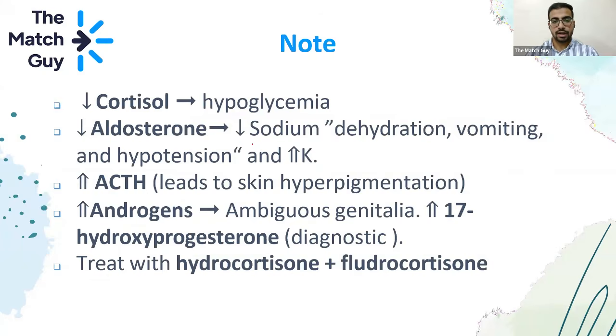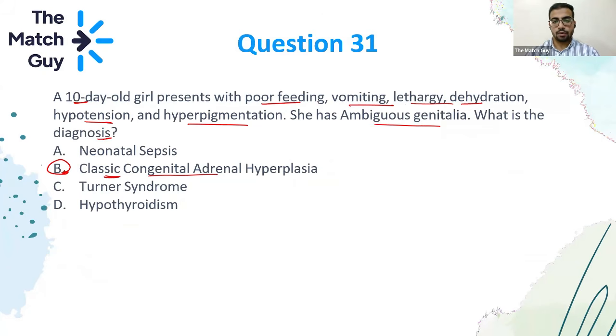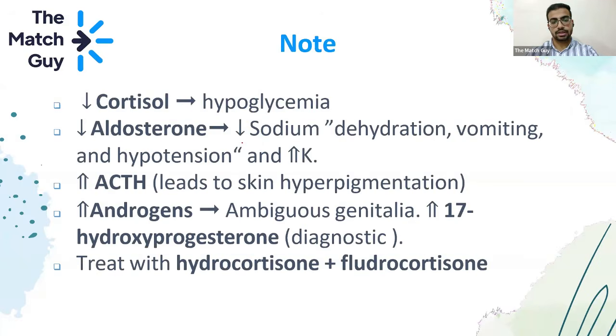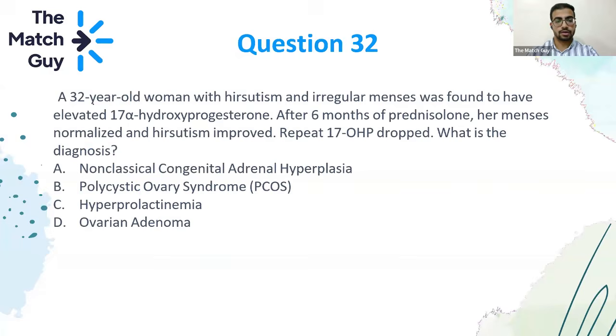Okay, going back to our previous question, I think it now makes sense. We have the poor feeding, the vomiting, the lethargy, the dehydration because of the decreased cortisol and aldosterone, and the hypertension. We have hyperpigmentation because in response to the decreased cortisol, we have a compensatory increase in ACTH. Okay, let's go to the next question first and then go back to the previous question.